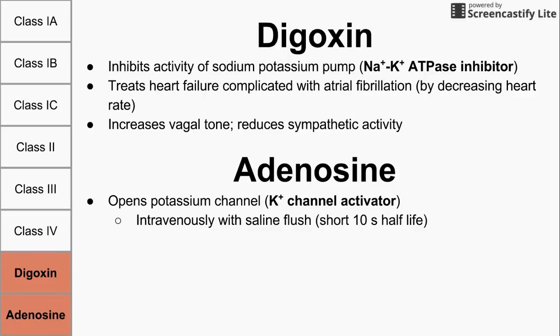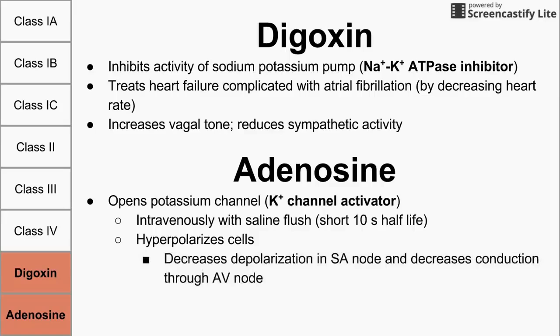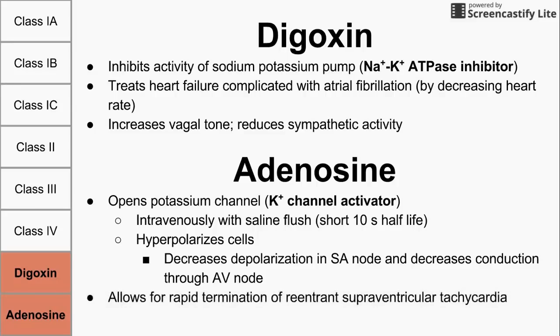And you want to do this very quickly because adenosine lasts very, very short periods of time in the body before being degraded. Adenosine is a strong hyperpolarizer of cells, and that makes sense because it's opening all of those potassium channels. It decreases depolarization in the SA node and decreases conduction through the AV node. So it can fix those AV node reentrant tachycardias, and it can also slow a tachycardia that's originating in the SA node.